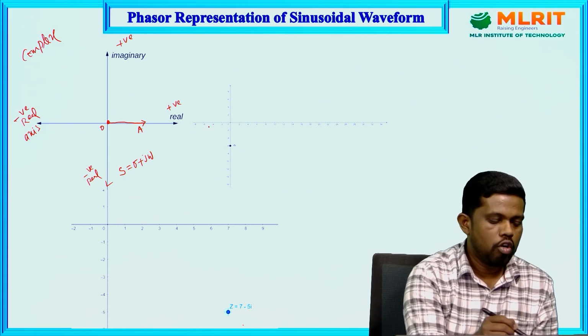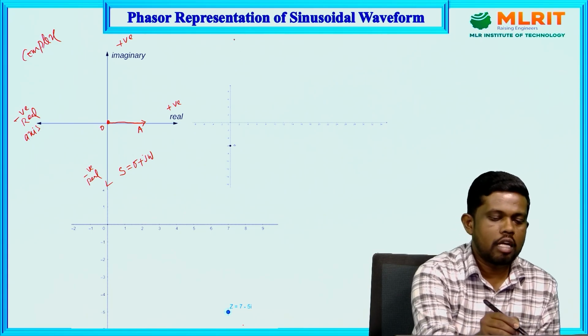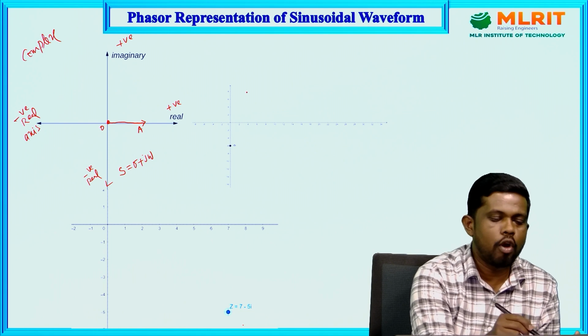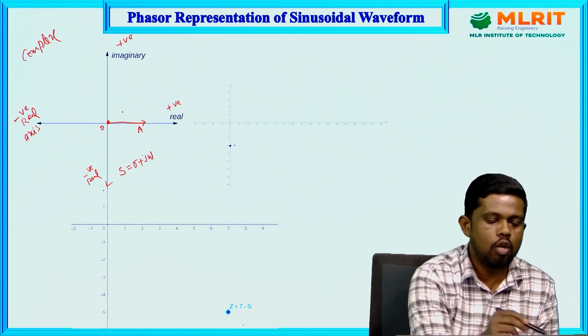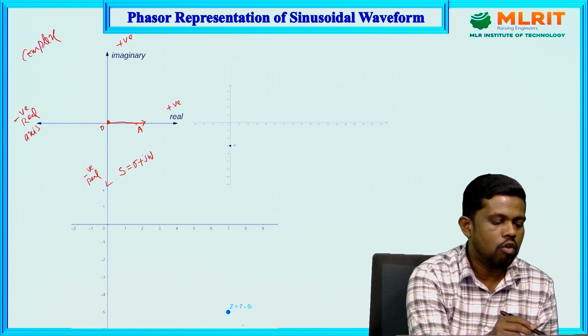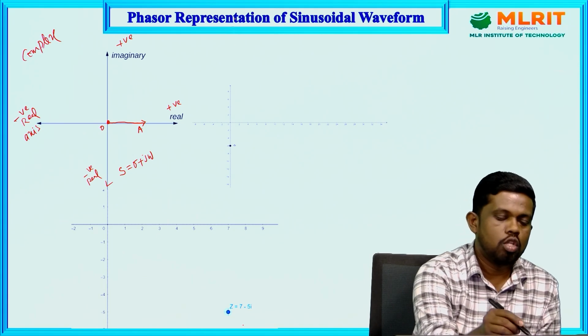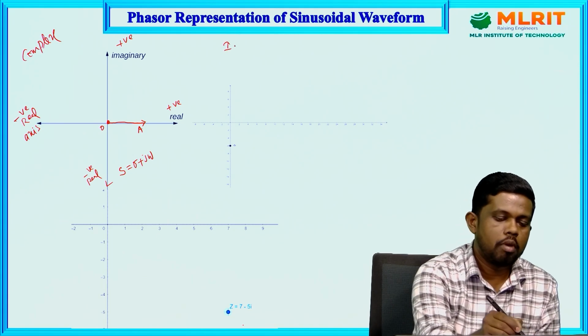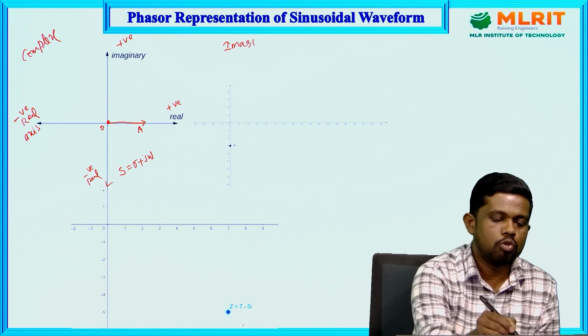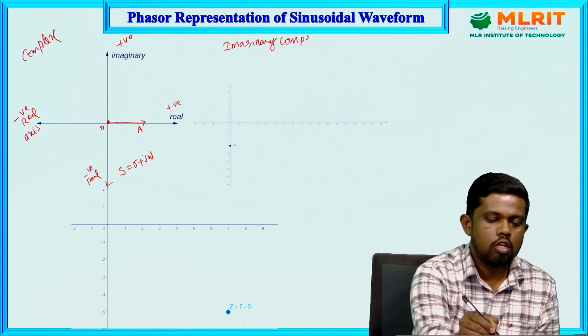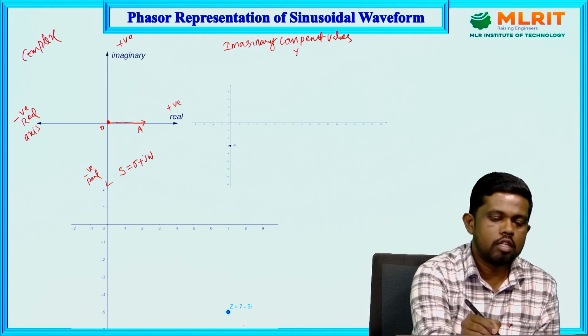So here I am going to represent the imaginary axis value on this plane. Separately, I am going to project the imaginary axis value on this plane, and the real axis value I am going to represent in this plane. So this plane I am going to keep the imaginary axis component values, that is simply the y-axis component values.